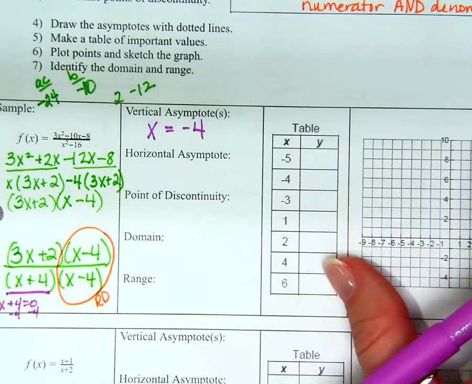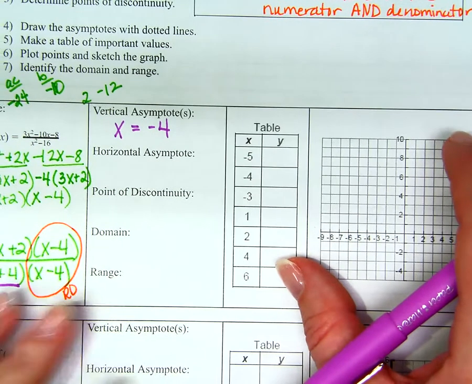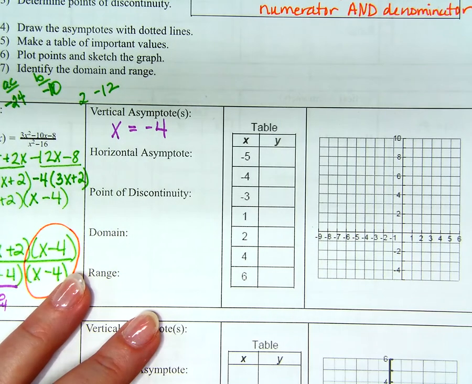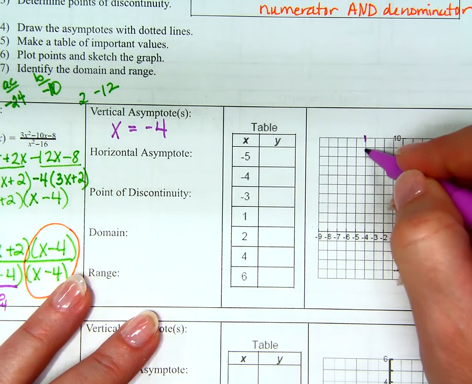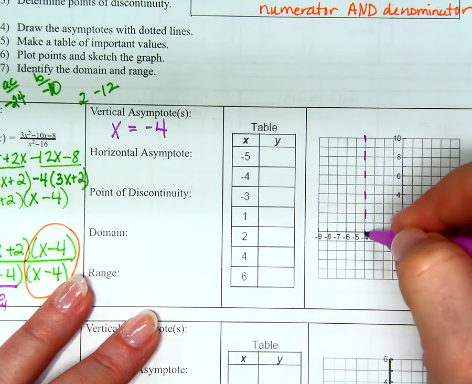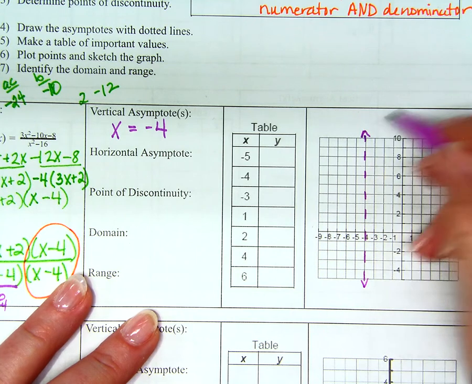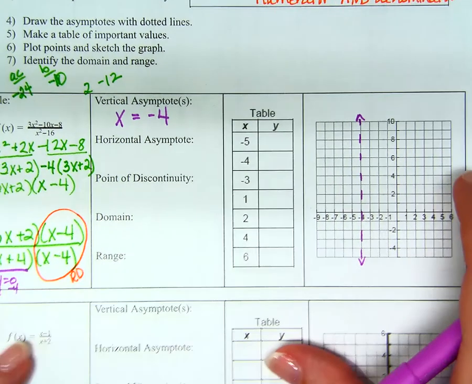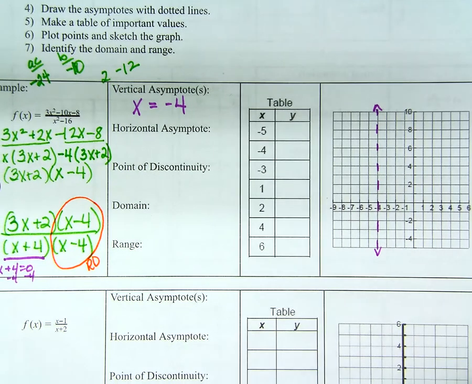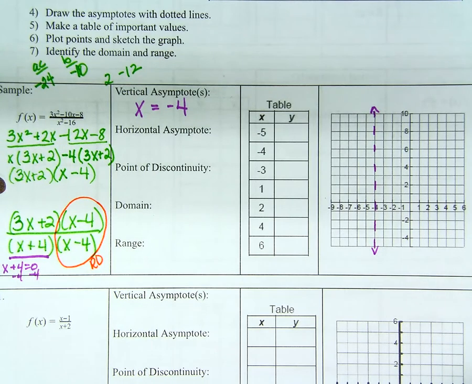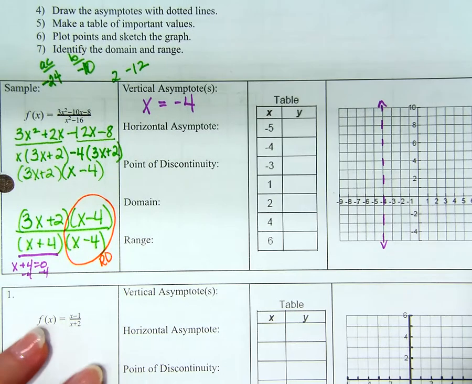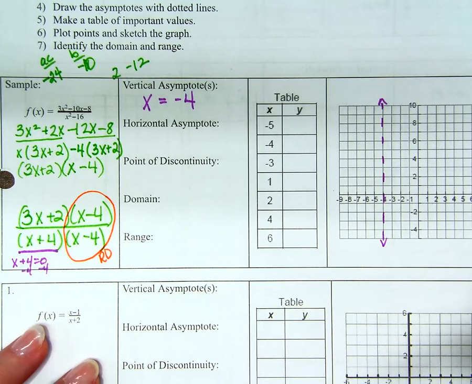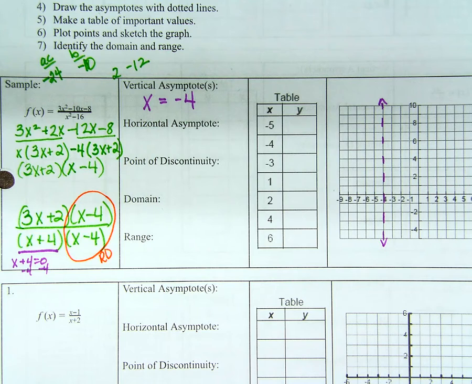And I'm going to go ahead and put that on the graph if that's okay with you. It crosses the x-axis at negative 4, so it's right there. Why do we draw asymptotes with dotted lines again? Yeah, they're not there. Okay? They're a placeholder for a place we know that nothing is allowed to be.